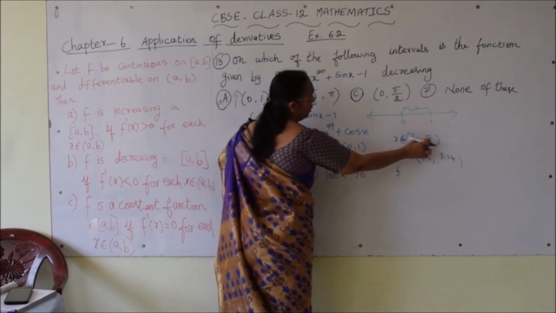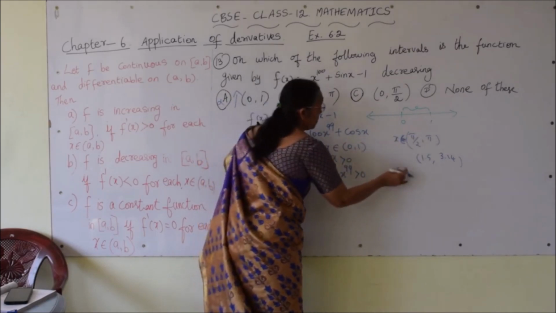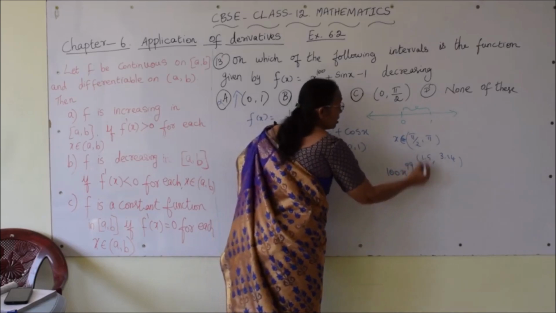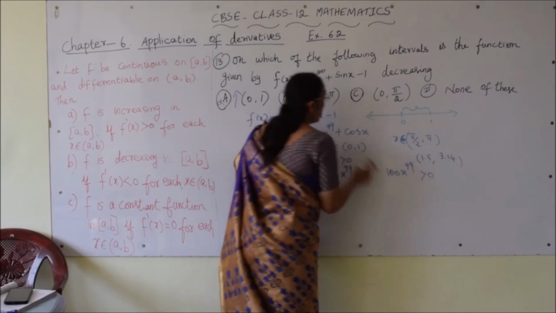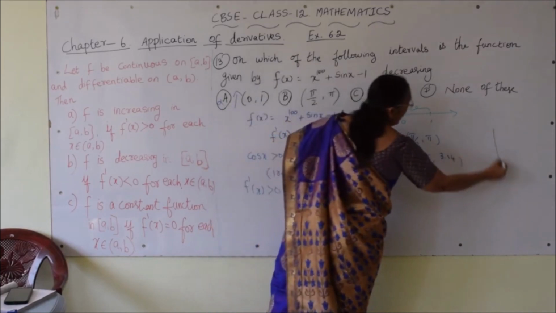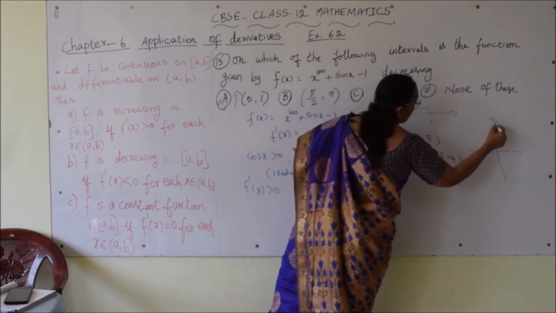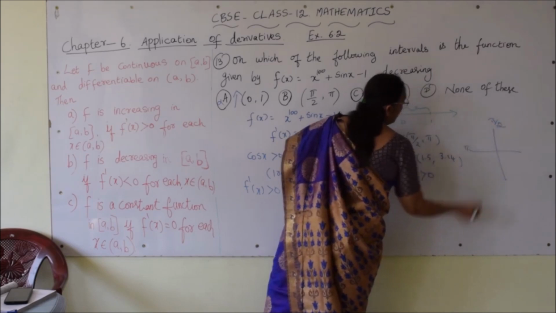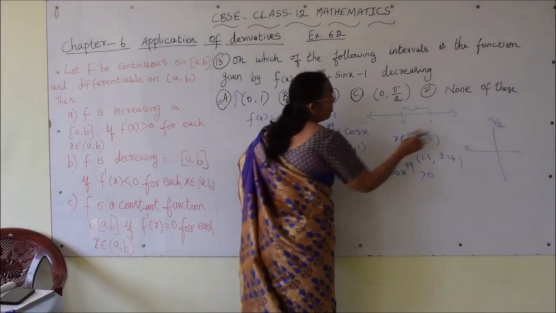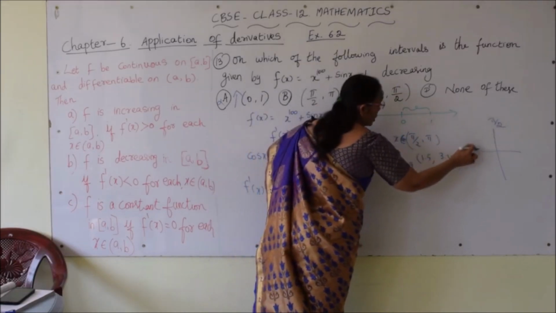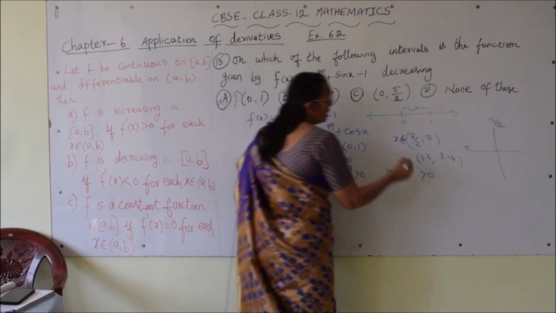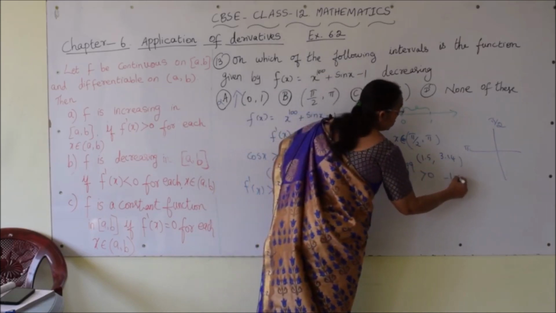Okay, let us check for cos x in this interval. 100x power 99 is always positive in this interval. Now, coming to cos x, it is pi by 2 to pi, which is the second quadrant. So, for x belonging to pi by 2 to pi, cos x is negative, but its values are between minus 1 and 0.